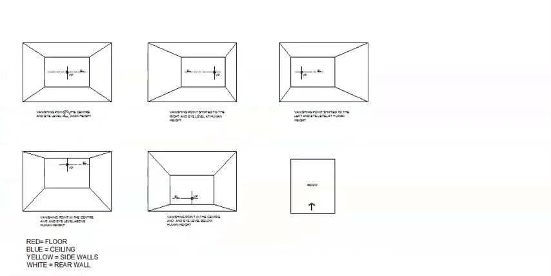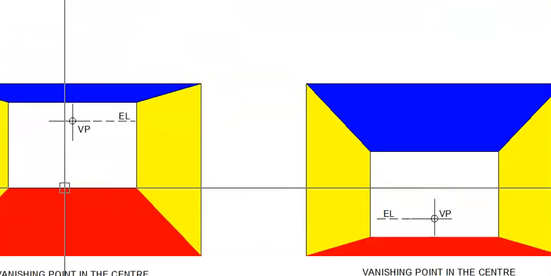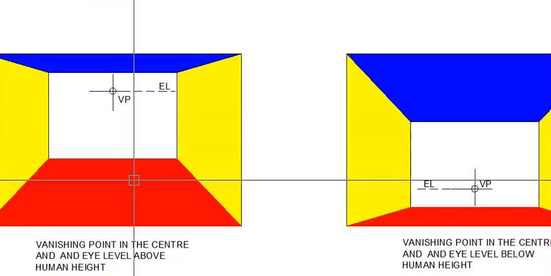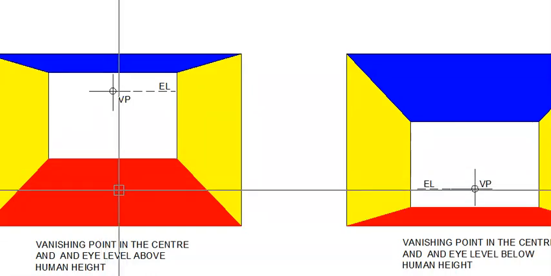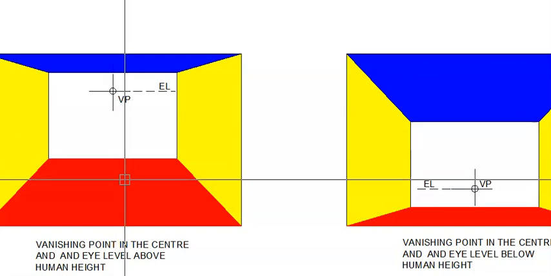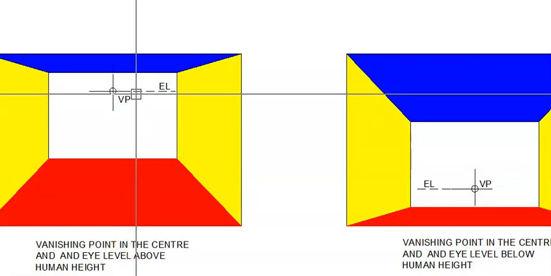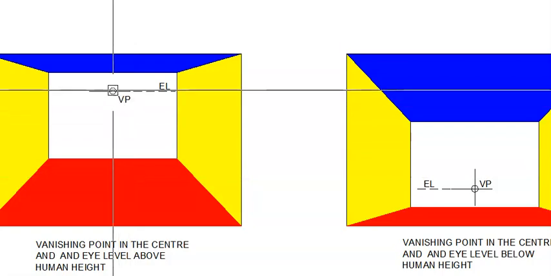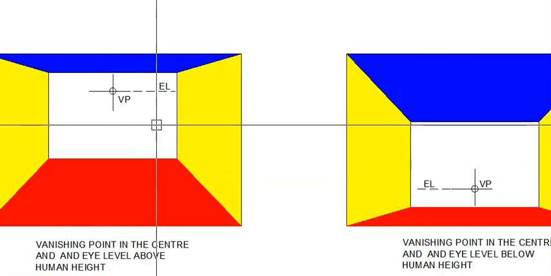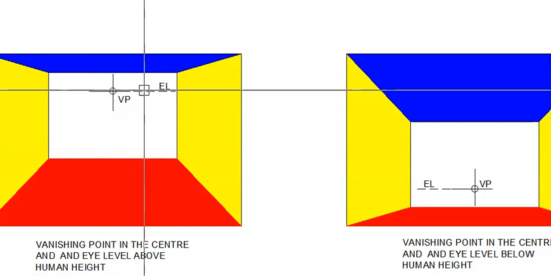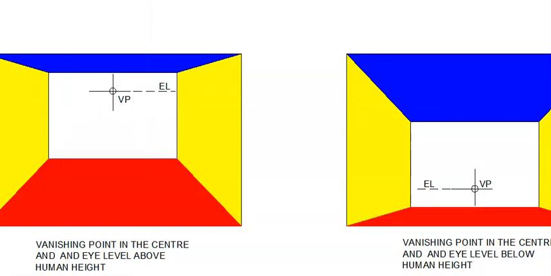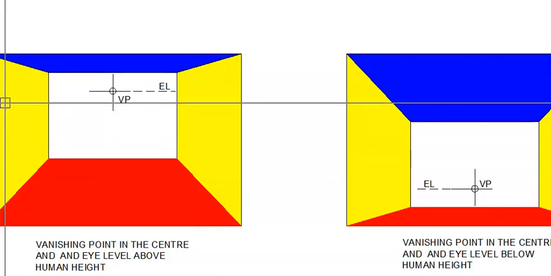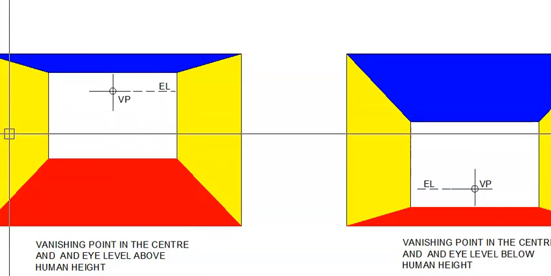Now let us say that instead of standing at a regular eye level, you are now standing on top of a stool. So now what has happened is that the vanishing point is in the center, but the eye level has shifted from the center to the top. Now the minute that you do that, you are going to see more of the floor and less of the ceiling, while the side walls would be looking almost of the same area.